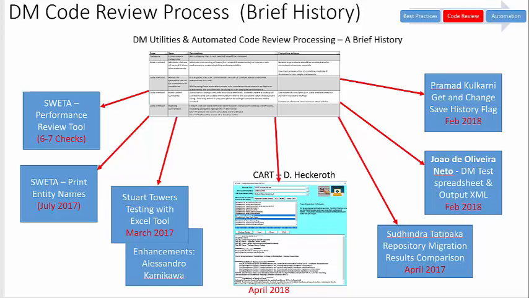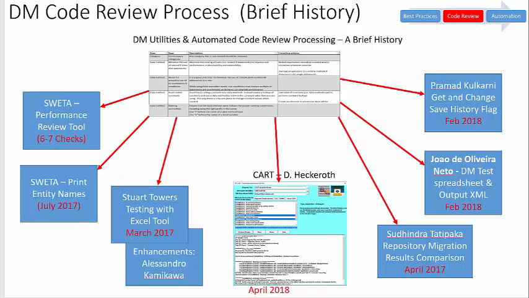And you can read around here from left to right. I don't have to read this for you, but there's a number of performance checks that Swida has put together. There's 6 or 7 checks. They're Java-based, and you can find those in Jive as to how to download and apply those checks.